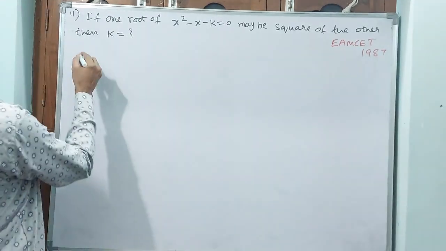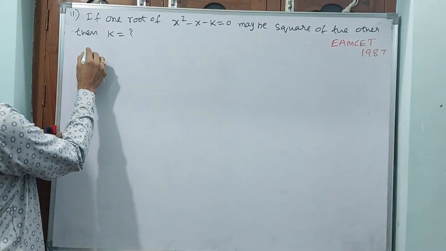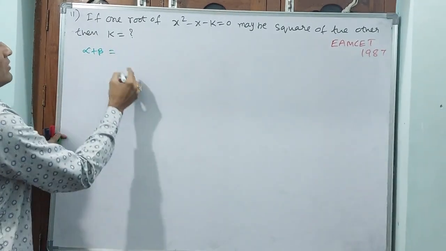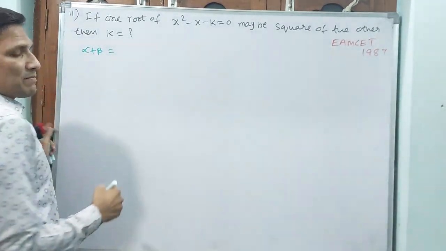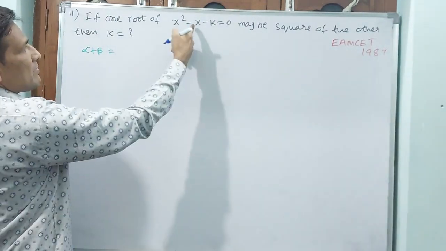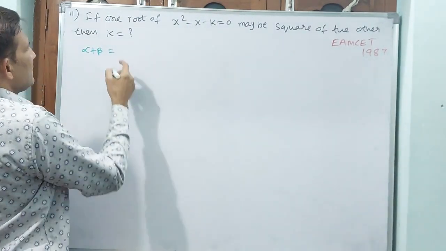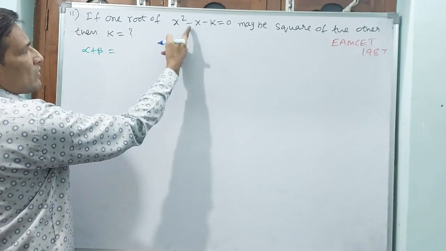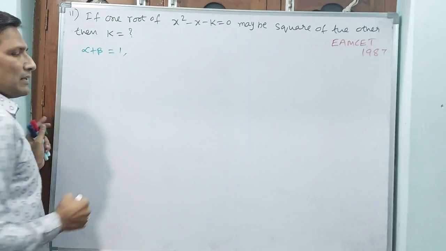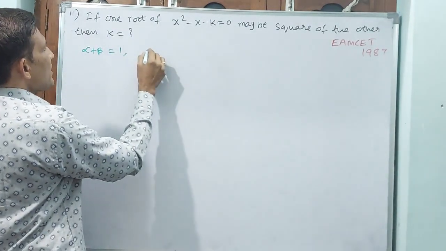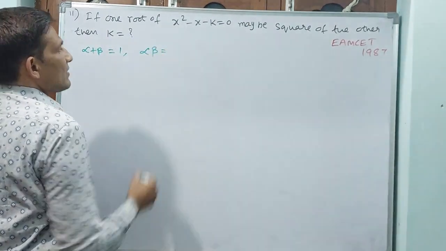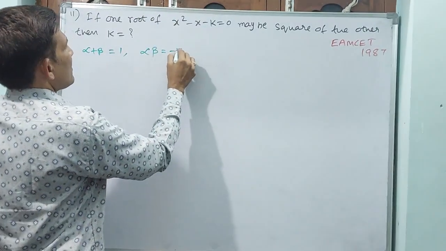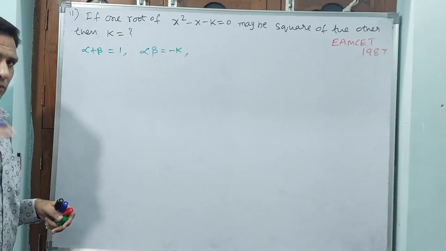In the quadratic equation, alpha plus beta is equal to minus b by a. Minus b by a means here minus of minus 1, so alpha plus beta is 1. Alpha into beta is minus k, that is c by a. That is one thing.